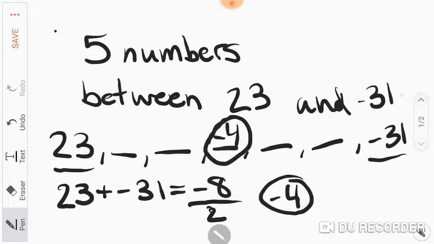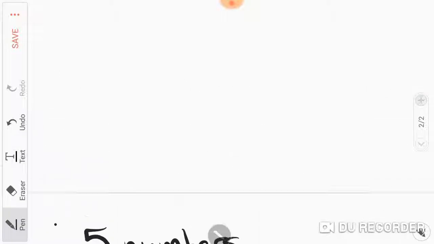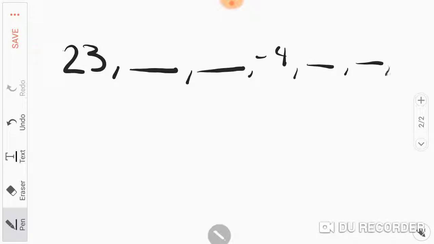Now, let's write this on another page so we have more space. So we got 23, and then we have 2 unknowns, and then we got -4. And then we got 2 more unknowns, and then we got -31. Now, this part is the tricky part, and this is what I personally do. So you see you have 2 spaces between 23 and -4, and then you also have 2 spaces between -4 and -31. But let's focus on the 2 spaces between 23 and -4.